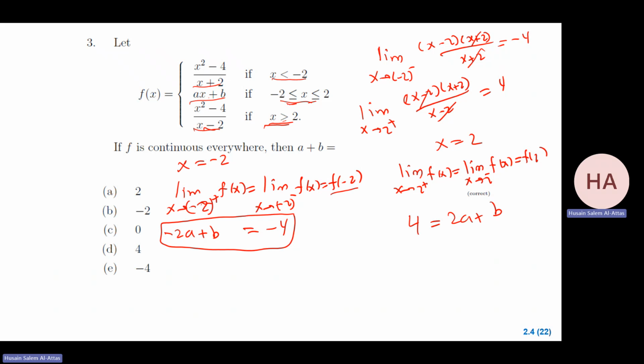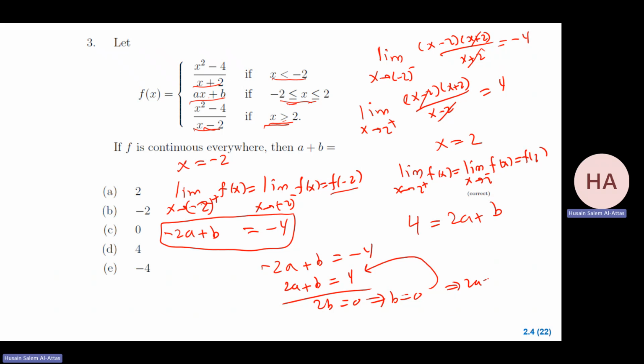So I have two equations, two unknowns. Just solve them. Minus 2a plus b equal minus 4. And 2a plus b equal to 4. Add them. You have 2b equals 0. So b equals 0. Plug it here. So 2a equal 4. So a equal 2. What he wants is a plus b, which is 2 plus 0, which is 2. So that will be the answer.